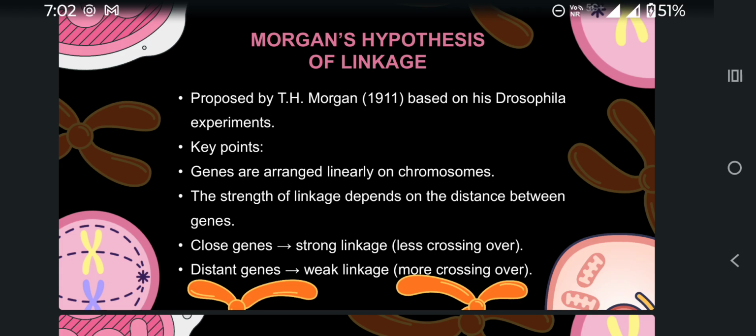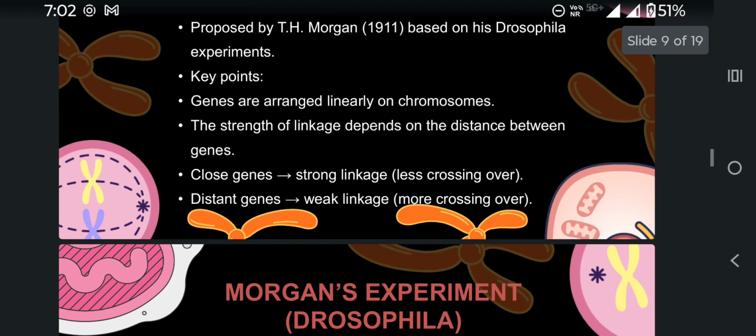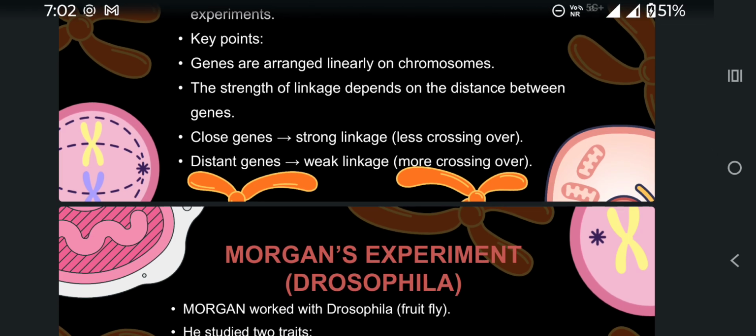It means close the genes, strong the linkage; distant the genes, weak the linkage. It means if genes are located closer to each other, the crossing over is less and linkage is more. If the genes are located far away, at a distance, then linkage is weak and more crossing over occurs. So this is how you can understand the crossing over as well as the linkage.